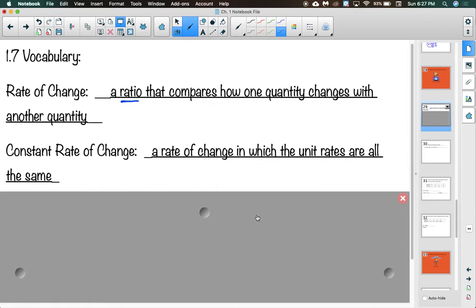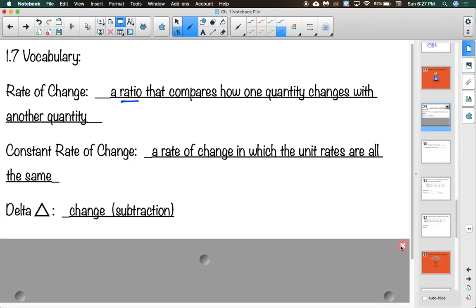So the next one is a constant rate of change. And a constant rate of change is a rate of change in which all the unit rates are the same. And what that means is a rate of change where the one unit changes at the same rate as the other unit. So when I talked about earning $10 per hour, every 1 hour that goes by, you earn $10 more. That would be a constant rate of change as long as you continue earning $10 for every hour that passes by. Okay, so it's not like you earn $10 for the first hour and $15 for the second hour or something like that. We'll see more of these and it'll make a little bit more sense as we go.